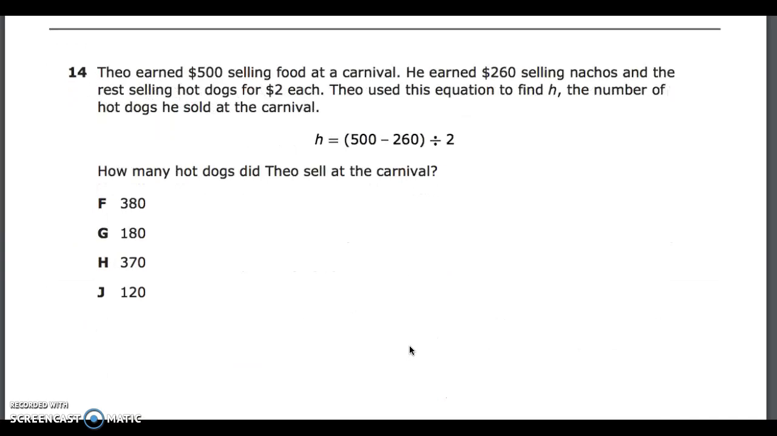Number 14. Theo earned $500 selling food at a carnival. He earned $260 selling nachos and the rest selling hot dogs for $2 each. Theo used this equation to find H, the number of hot dogs he sold at the carnival. How many hot dogs did Theo sell at the carnival?